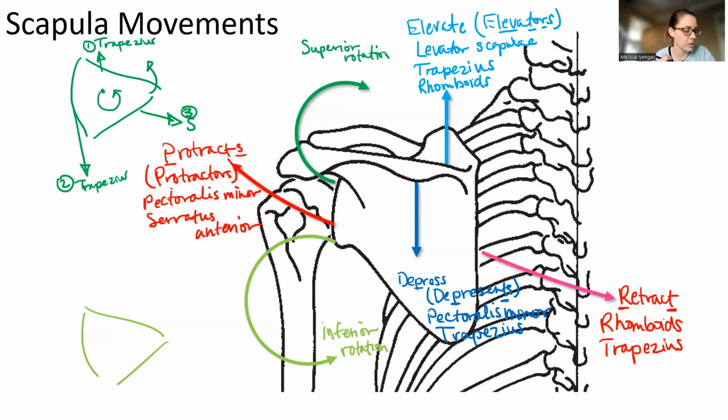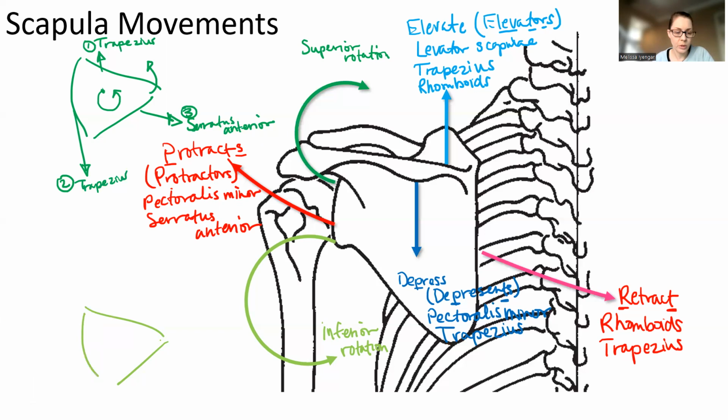is also going to help us with depression. Or I'm sorry, help us protract it, like pull it forward a little bit. Like that. Because serratus anterior just does protraction and superior rotation.